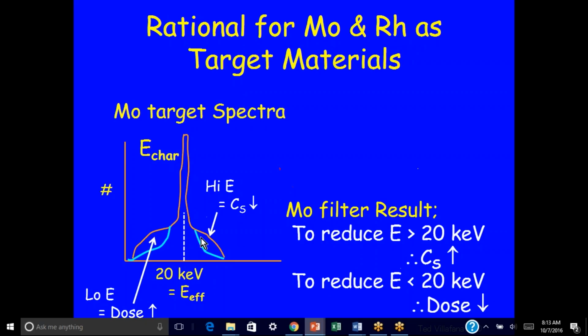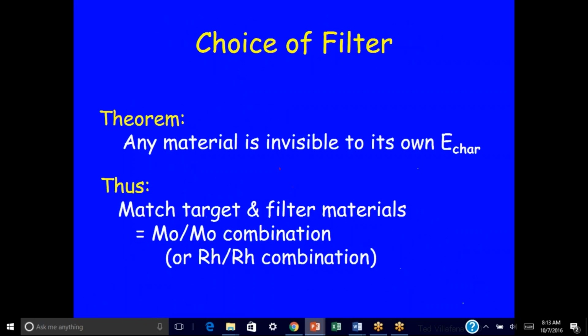Notice if you have a filter, the filter will knock out some of the high energy photons. That means you're going to have better subject contrast. If you reduce the high energy photons, those photons above the 20, then you get better contrast. If you reduce the low energy photons, then you're going to get a lower dose, because you're going to pre-filter them before they even get to the patient. But what is this about allowing the monochromatic energy to go in totally unattenuated? This is almost like magic.